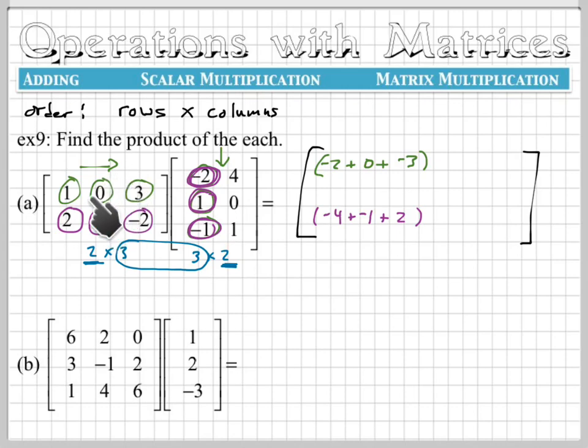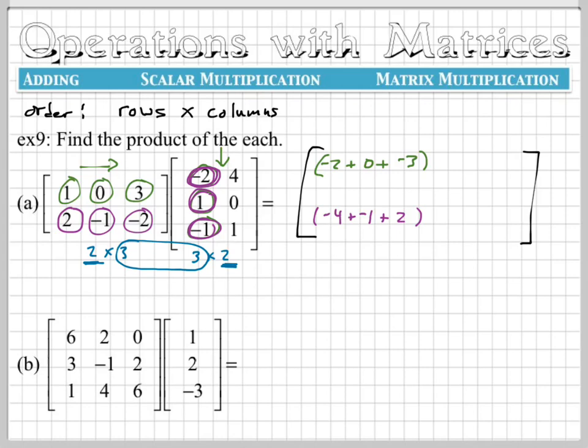So the row comes from this one, the column comes from this one. That's why we're going to get a 2 by 2. This one right here is from the second row, and it's from the first column. See, this is in the second row in the first column. Do you kind of see that? All right, let's do the other ones. The more you do it, the better chance you have of understanding it.